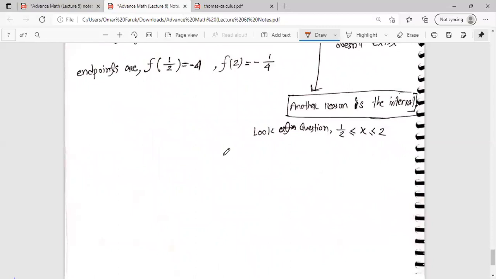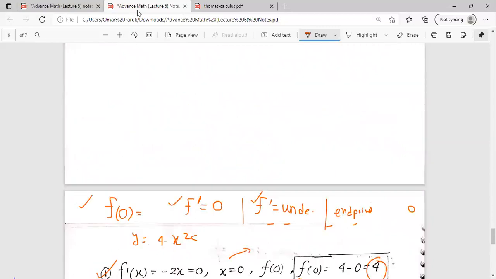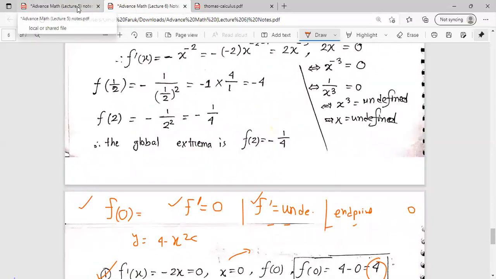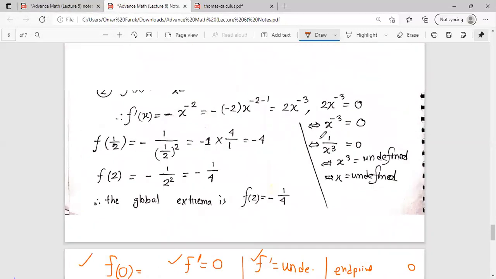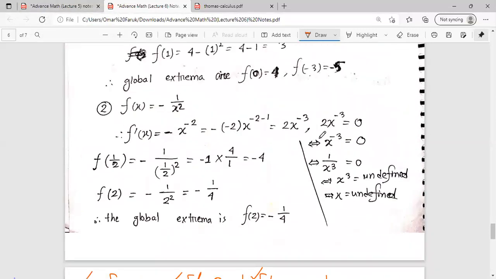So maybe here is everything that was discussed from lecture 6 and lecture 5. You can see that if you do not understand lecture 5, you can't understand lecture 6, right? Because here is some more complex example.